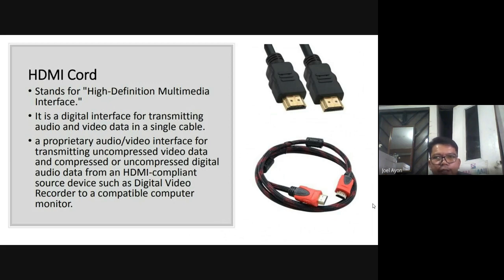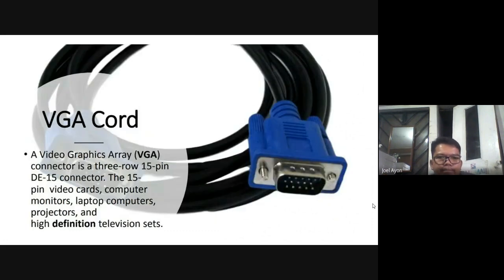Another port at the back portion of the DVR is the HDMI or high definition multimedia interface. It is a digital interface for transmitting audio and video data in a single cable. Okay. And another one, the VGA cord. You can find it in the back portion again of the DVR, going from the DVR to the monitor. The video graphics array or VGA cord.